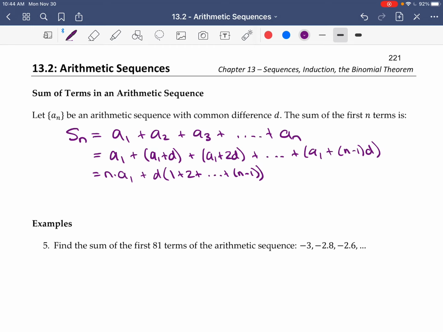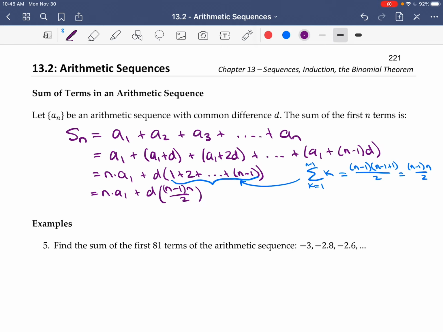Now we know the formula. This is a sum from 1 to n minus 1. Inside this bracket is a sum from k equals 1 to n minus 1 of k, and we have a formula for that. It's going to be (n minus 1) times (n minus 1 plus 1) over 2, so that's (n minus 1) times n over 2. So this is n times A1 plus D times (n minus 1) times n over 2.